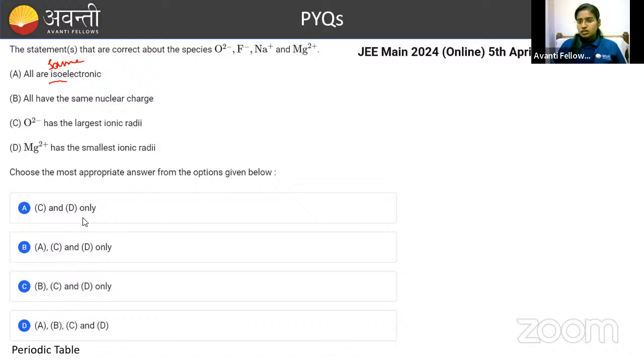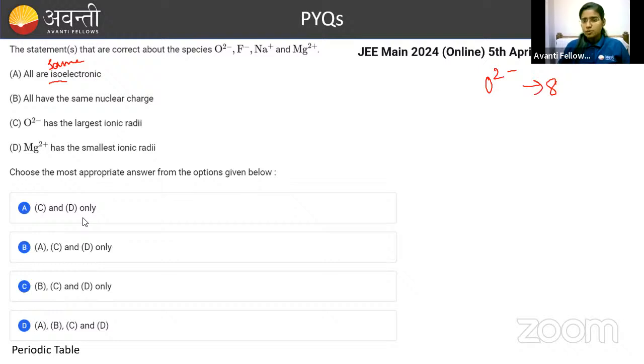JNV Bhavnagar, you got the answer? Okay, so just tell me whether statement A is correct or not. All are isoelectronic. What do you guys think? Are they isoelectronic with each other? Yes, because if I go for O2 minus, the atomic number of oxygen is 8. Okay, the atomic number of oxygen is 8, which means they have 8 protons.